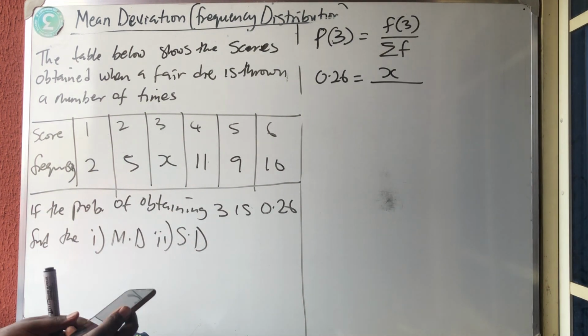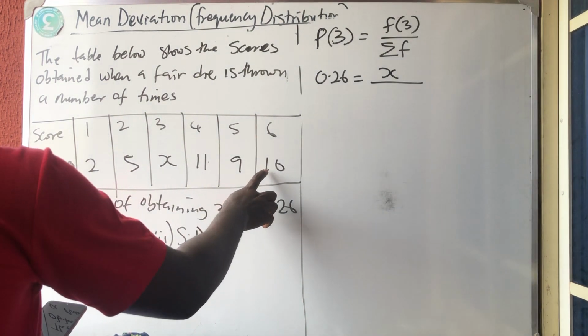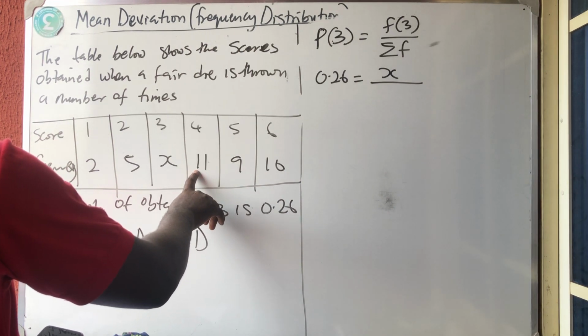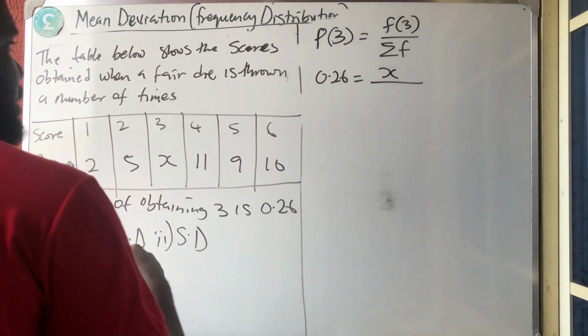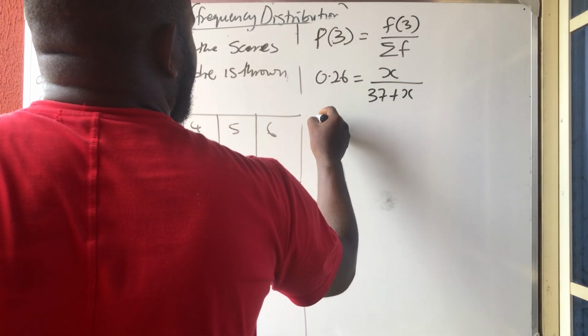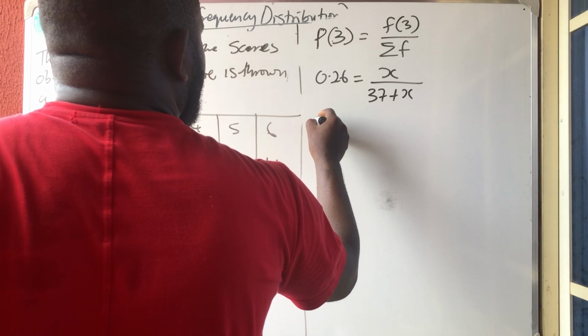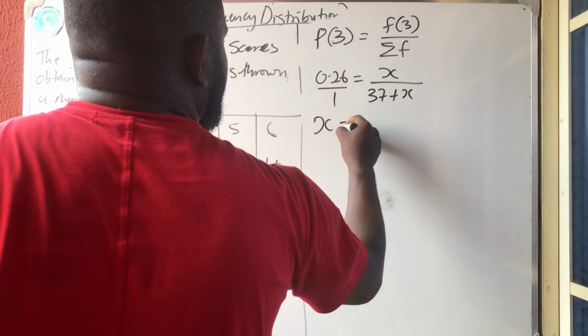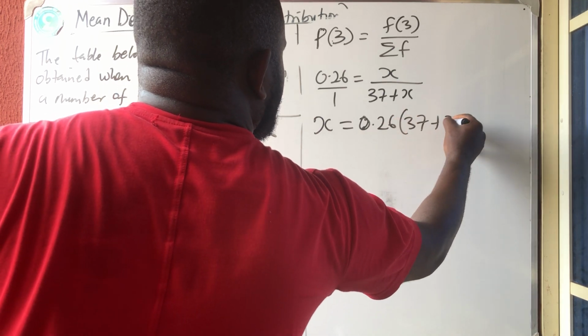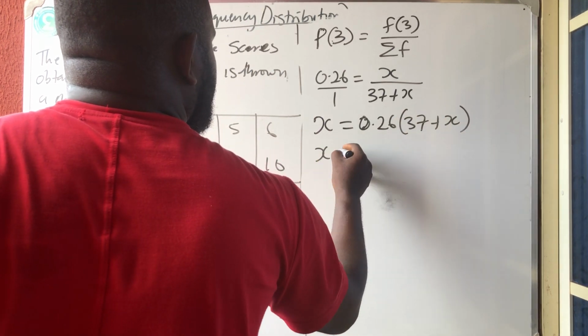So what do we have now? I'm having 10, 19, 20, 30, 37 plus x. So I'm having 37 plus x. So cross multiply to have x is equal to 0.26 bracket 37 plus x. So I'm having what? x is equal to what?